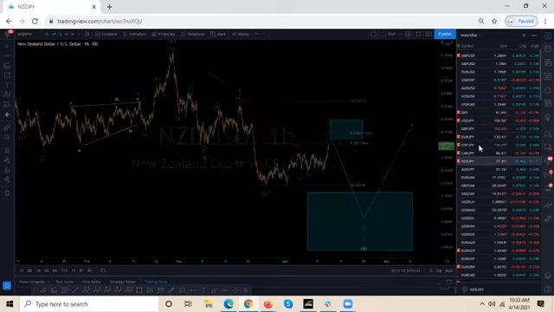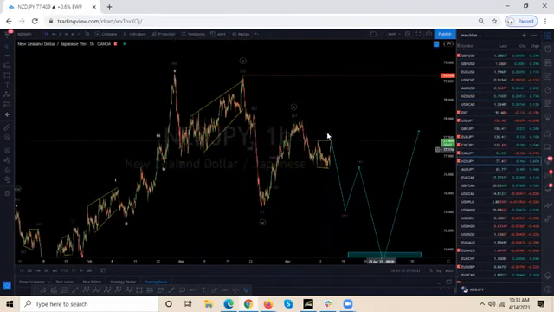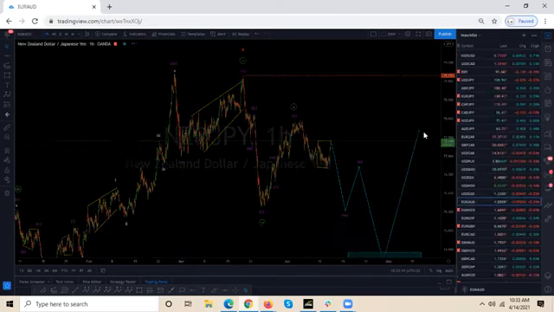All right, let's look at New Zealand. There's no trade setup here. Let's look at Euro Chief or Euro Audi first. Let's start with Euro Audi.